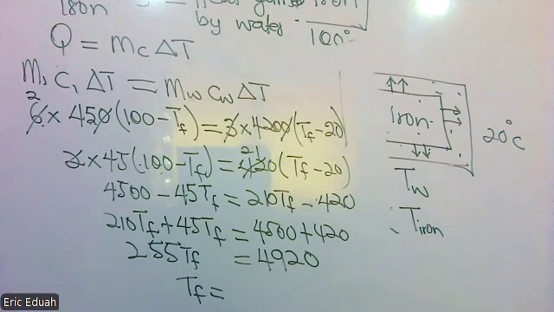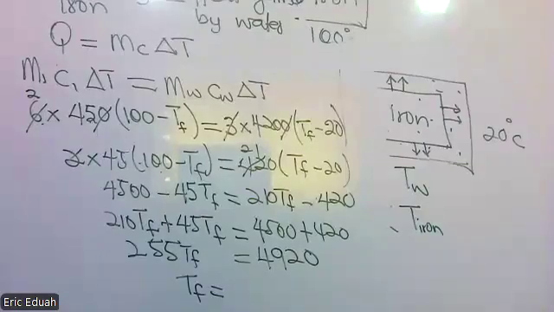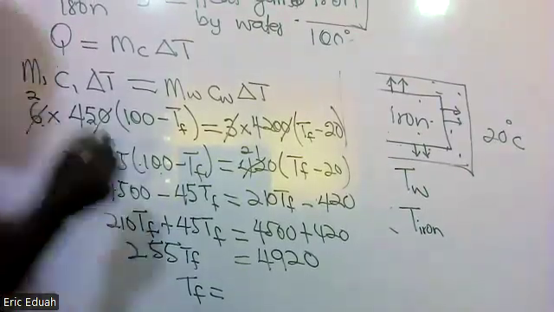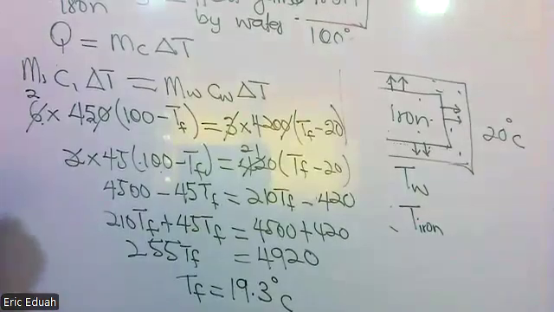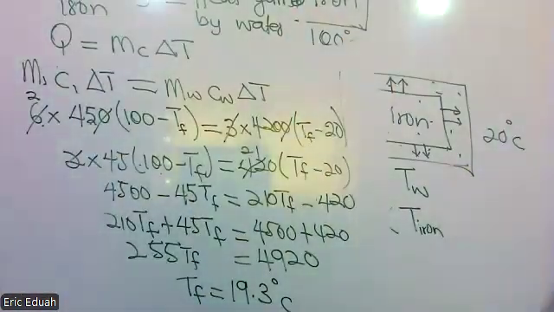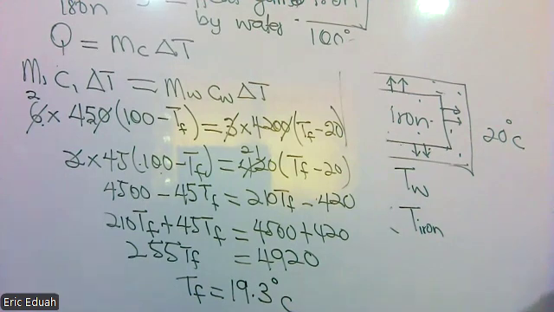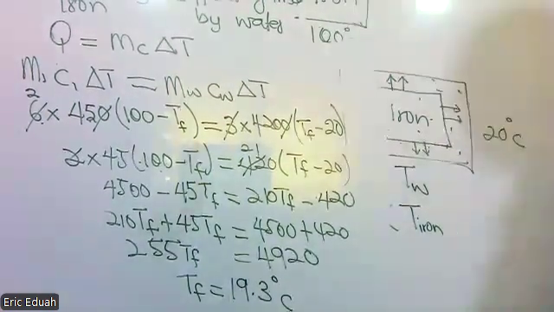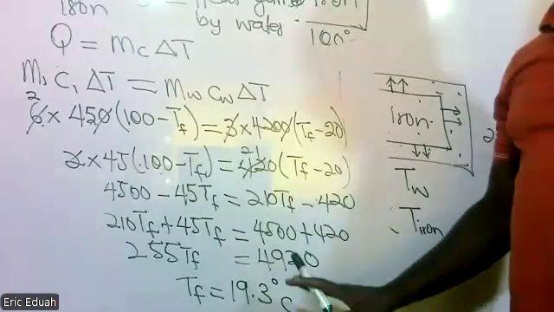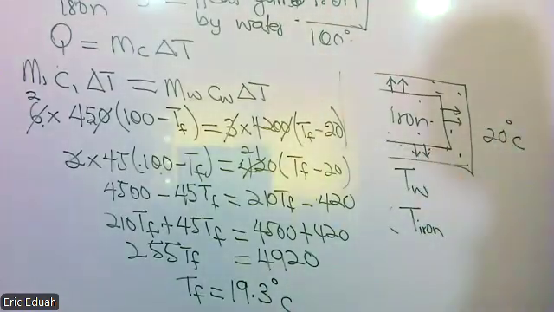Oh, you want it in a decimal? Yeah. 19.2941. So approximately 19.3. 19.3 degrees Celsius. Let me check. So that is how to calculate the final temperature of the mixture.